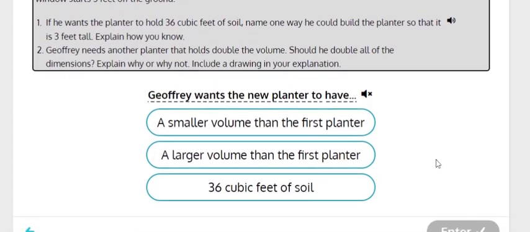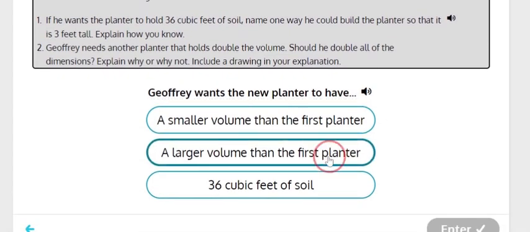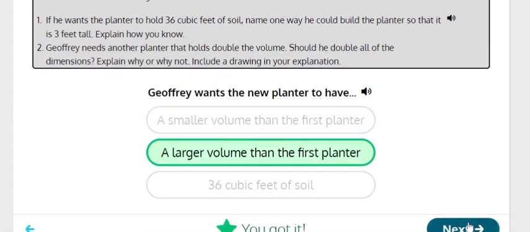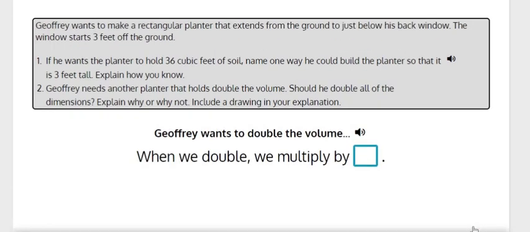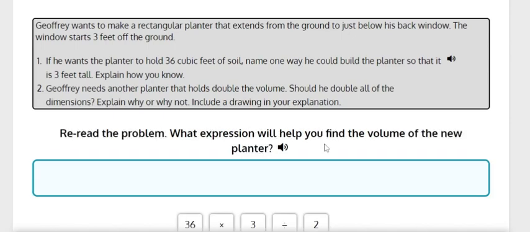Jeffrey wants the new planter to have double the volume. Reread the problem. Which expression will help you find the volume of the new planter?